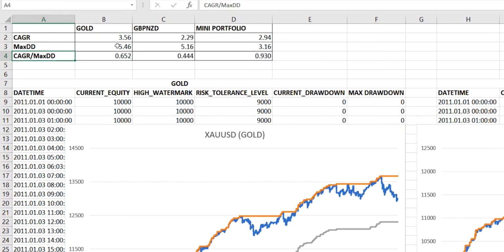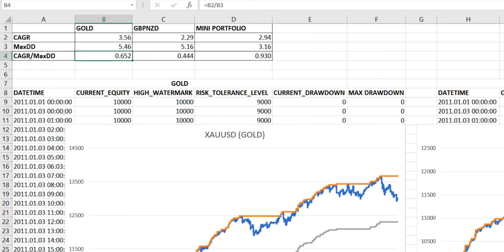comparable measure. So first of all, in terms of the maximum drawdown, you can see that gold has 5.4 and the pound New Zealand dollar 5.1%. However, when we combine these into a mini portfolio, that drawdown reduces to just 3.2%. Now, when we combine that with the CAGR, there's a fairly dramatic difference. So we have 0.6 for gold, 0.4 for pound New Zealand dollar, and 0.9 for the mini portfolio.